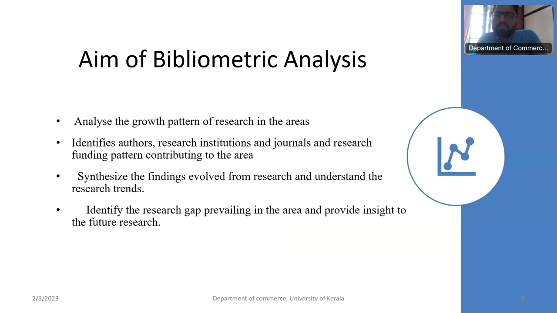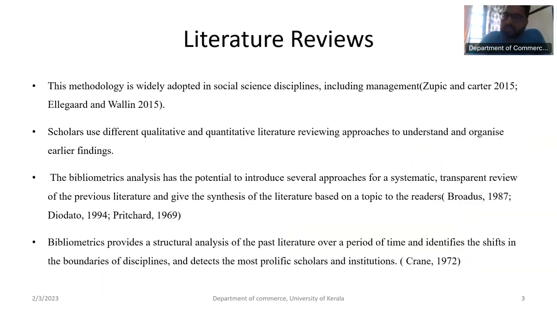So these kinds of things, and we have to have a theoretical conclusion, and the author of a bibliometric analysis should also have a stand on his view based on the literature compiled and the literature analyzed. After that, we have to have an understanding of the research gap prevailing in the area. That will be the purpose of the analysis.